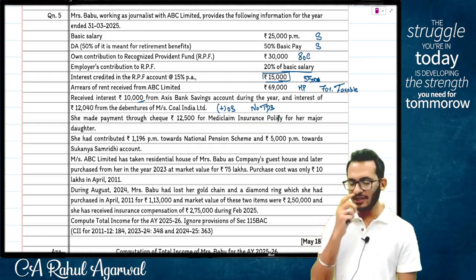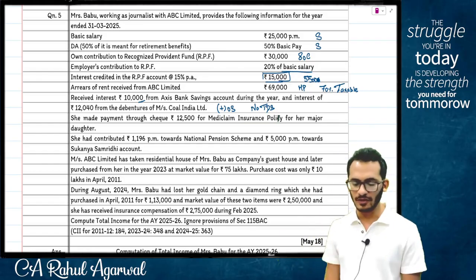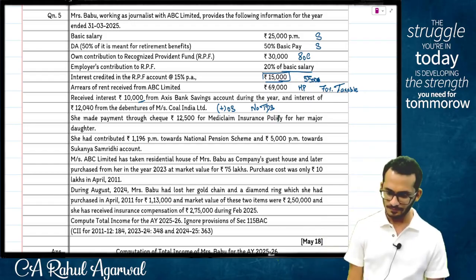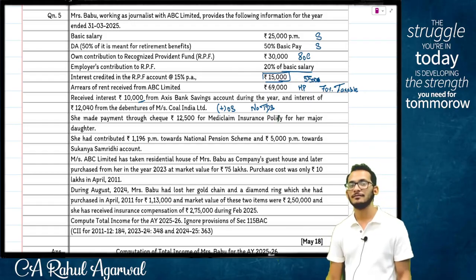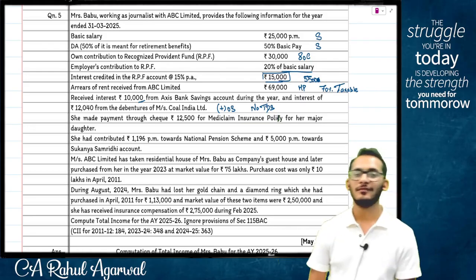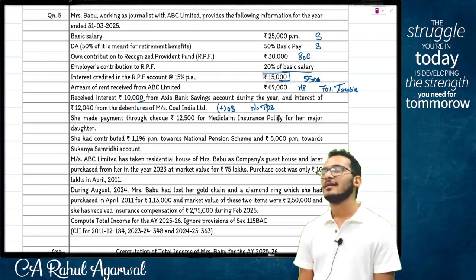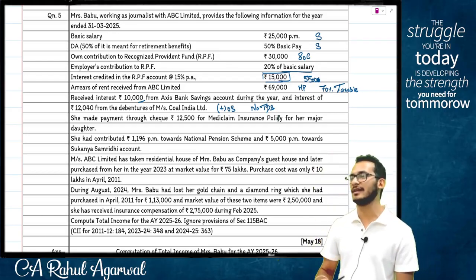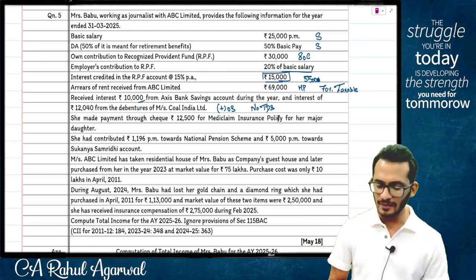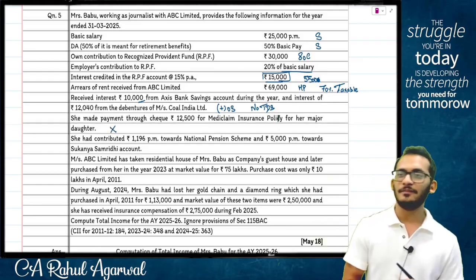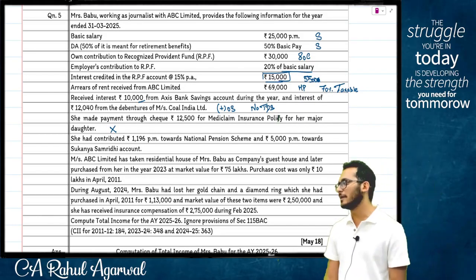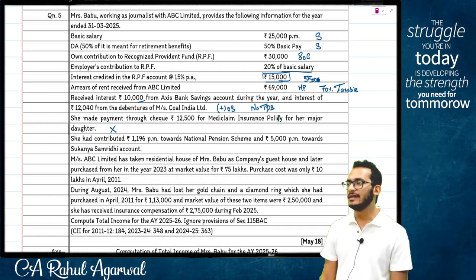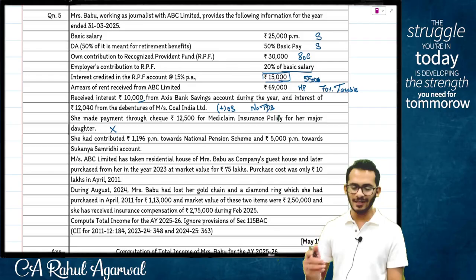She made a payment through cheque of 12,500 for Mediclaim insurance policy for her major daughter. Why? Very good. When it comes to 80D, it is self, spouse, and dependent children. Major daughter becomes not eligible. People, no dependency criteria for child is only in 80C. It is not in 80D.